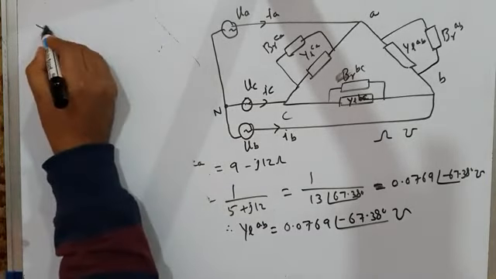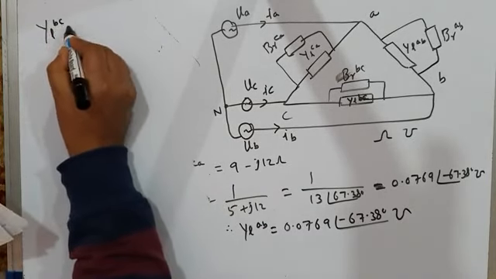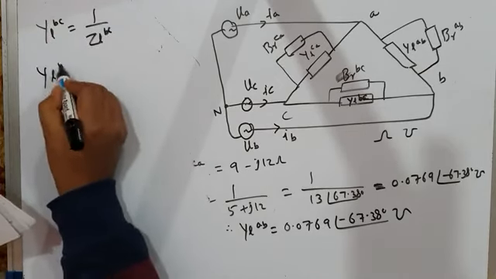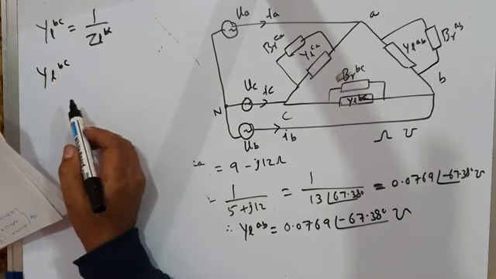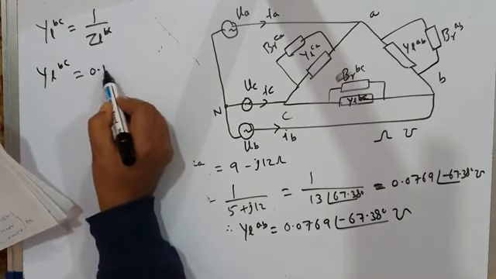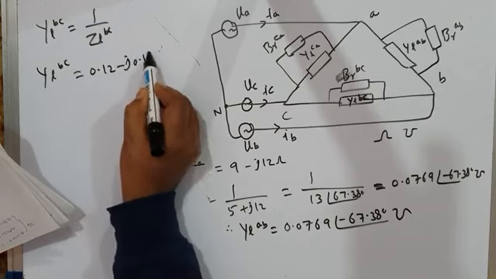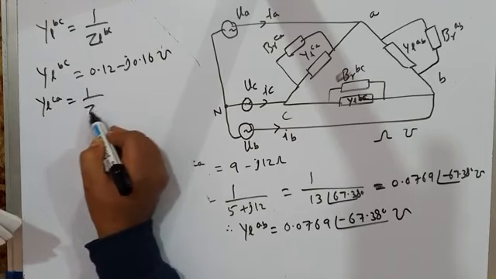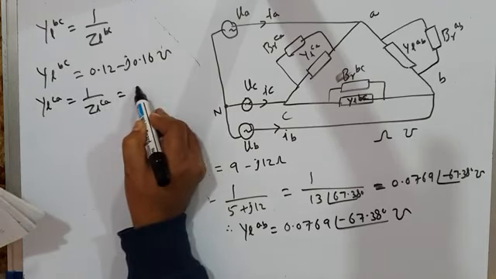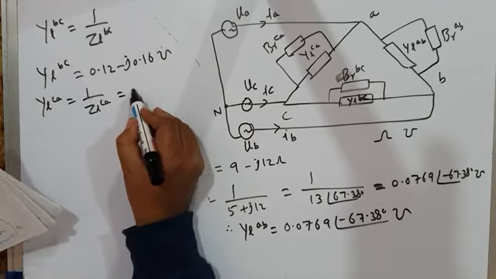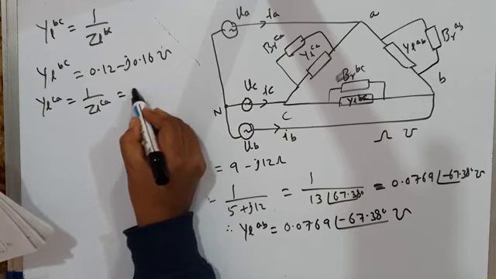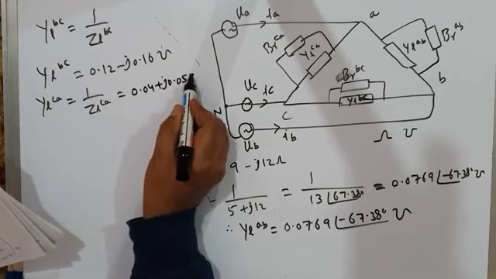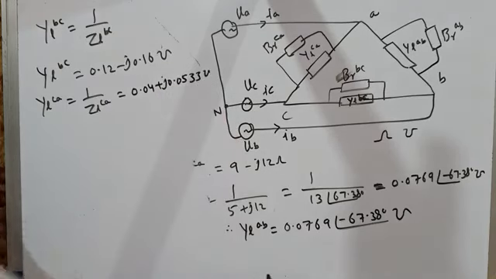Similarly, you can find the load admittance of the BC branch, that is 1 by ZLBC. Now you substitute and you will find that YLBC is equal to 0.12 minus J0.16 mho. Similarly, YLCA is equal to 1 by ZLCA, and I have already calculated that. Please verify these figures: 0.04 plus J0.0533 mho. So these are the three admittances.